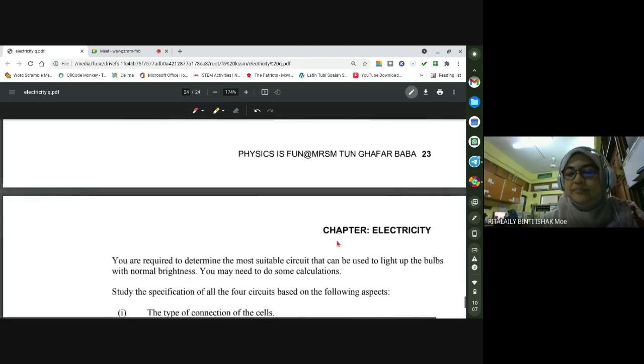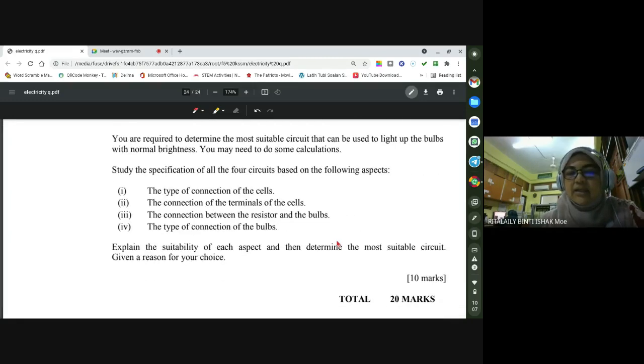Okay, and then you may need to do some calculation, study the specification, and choose which one is the best. Okay, so type of connection of cell. Which type do you think is the best? Batteries arranged in series or batteries arranged in parallel? Anybody? Open.